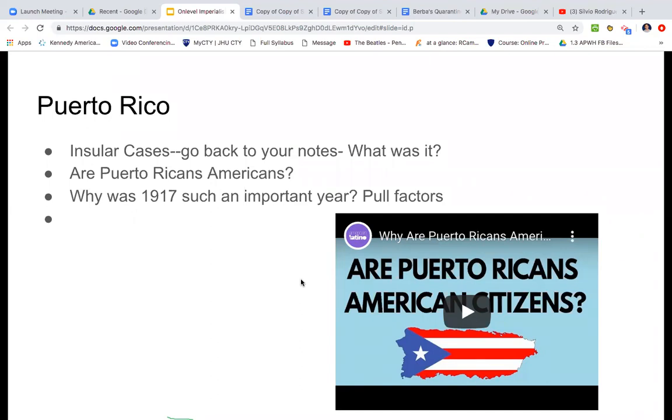So I want you to take a look at this. One of the other things that you could write about for cause and effects was, I would write down in your notes that once we defeat Spain, we also obtain Puerto Rico. Right? And you could bring this up as extra credit as effects of imperialism. So what I want you to do is write down insular cases, right? I'll explain what it is. Also, are Puerto Ricans Americans? And why was 1917 such an important year, right? So I'm gonna play this video.